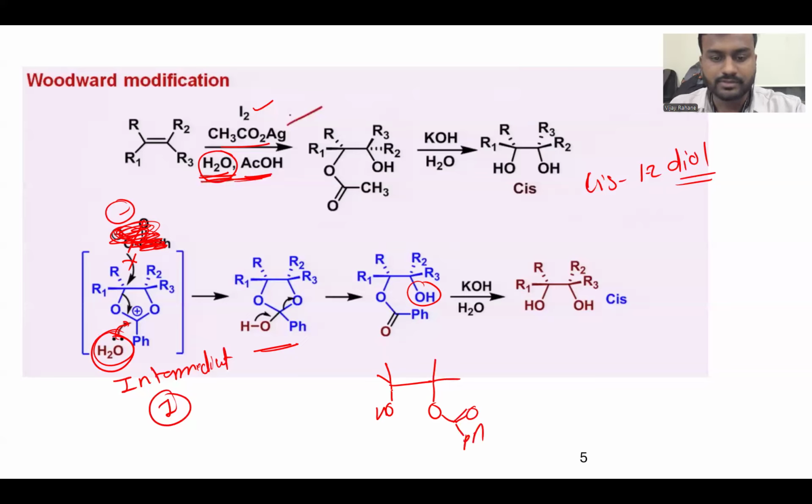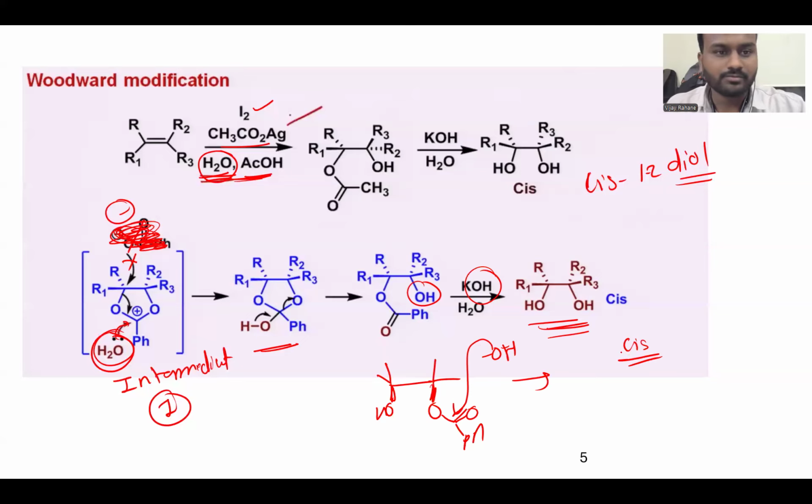So in this one, both OH groups are on the same side. The next step is the hydrolysis with KOH and water. Once we do the hydrolysis of this intermediate, it will convert into the diol. The next step is also the same: this OH minus attacks the electrophilic center of this ester and gives the diol. In this case, we get the cis diol.